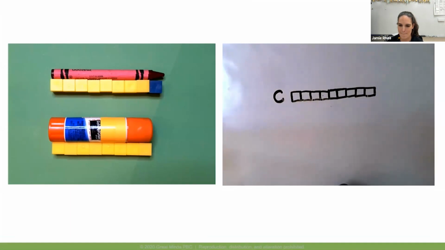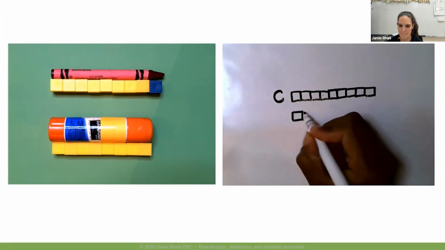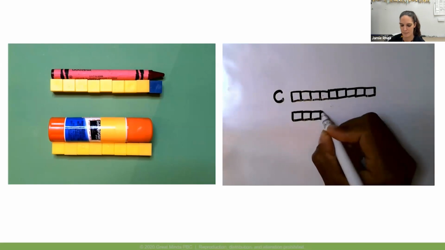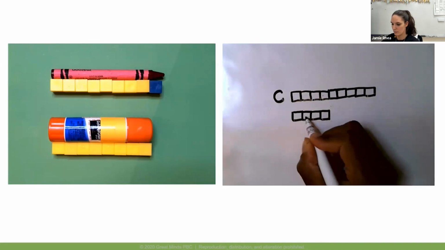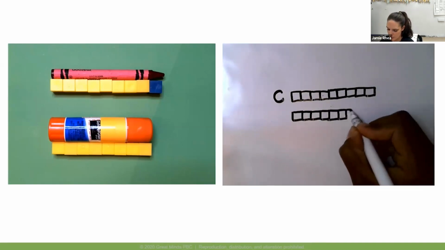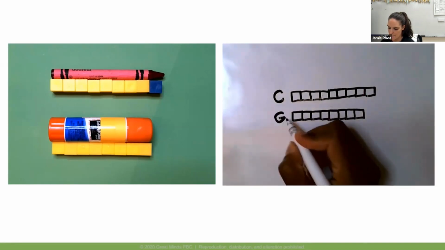Right below it, we're going to draw the cubes that represent the glue stick. Let's draw 8 cubes right below the 9 cubes. Same thing here. Okay, you can draw yours underneath it. Doesn't matter how tall they are. I know 8 is less than 9, so I need to make sure it ends before 9. But they're the same length. Perfect. Let's go ahead and label this with a G.